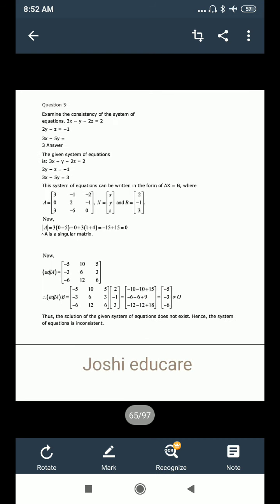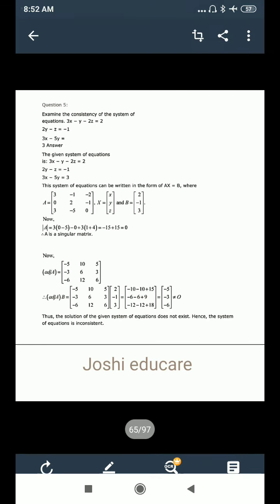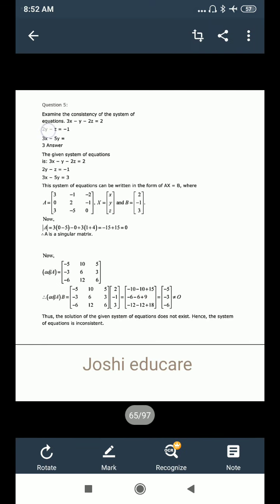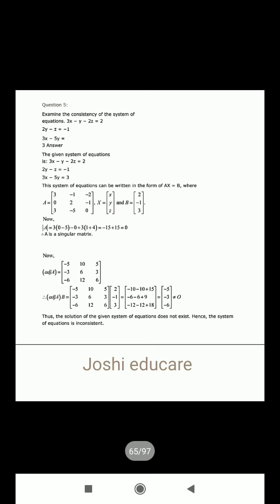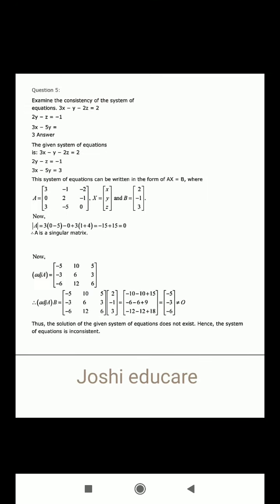So in question number 5, again 3 equations are given. You see in the second equation, there is no term of x, meaning its coefficient we will take as 0. It can be read as 0x plus 2y minus z equal to minus 1. And the third equation, you can read it as 3x minus 5y plus 0z. So we'll express this in terms of the matrix.